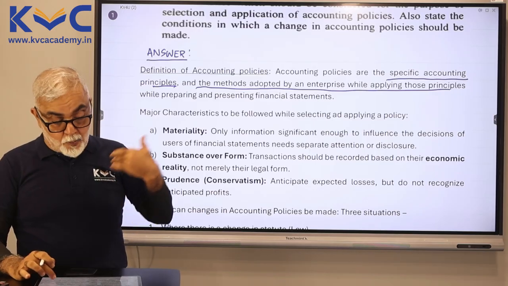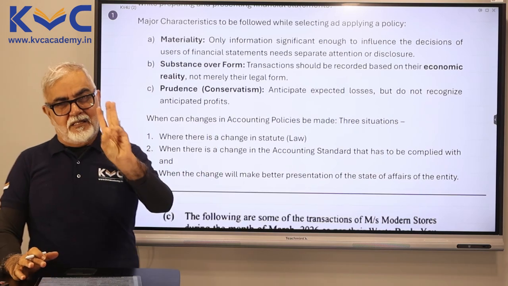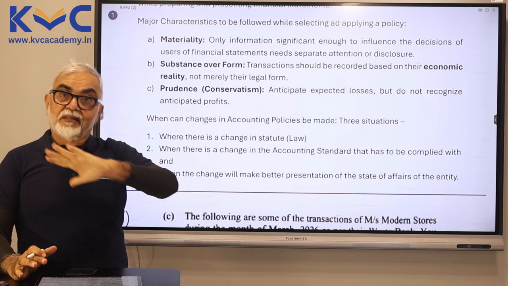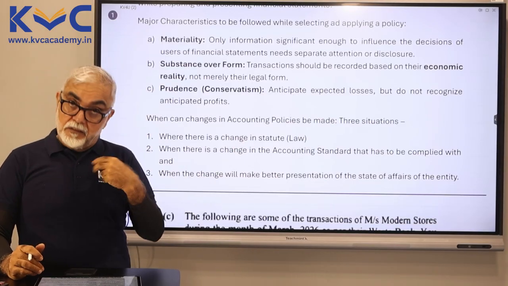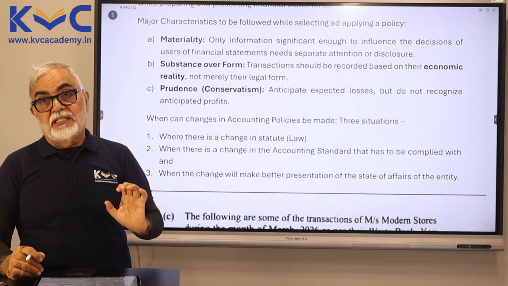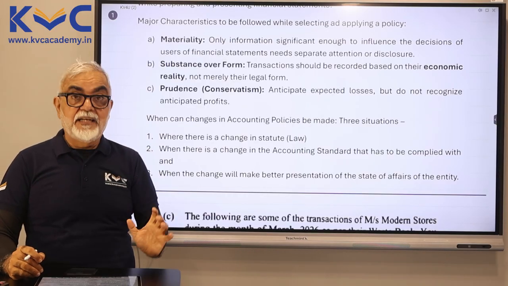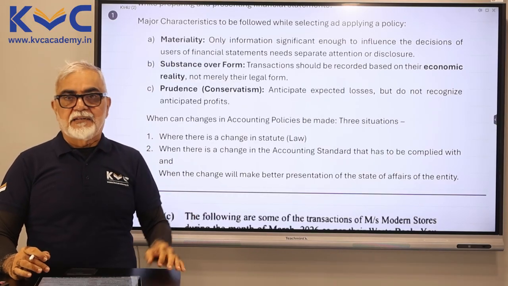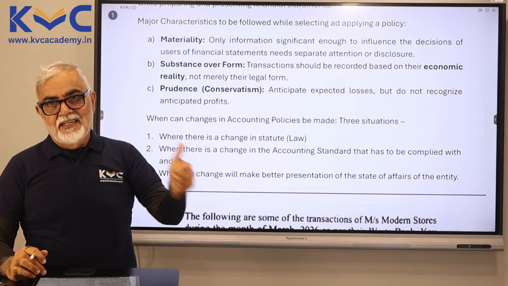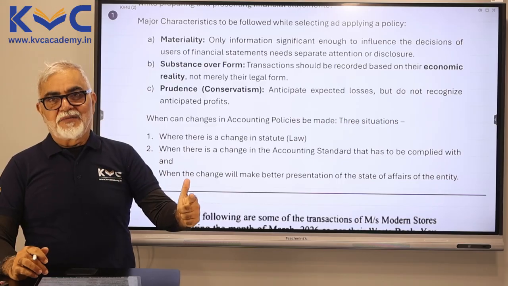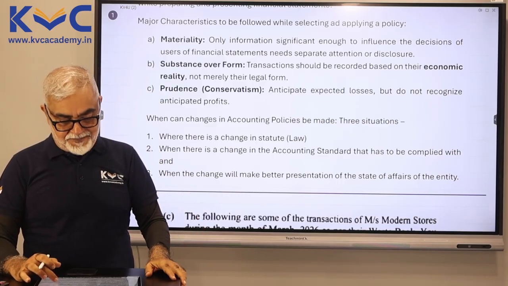That's all. What are the situations under which an accounting policy can be changed? Three situations. One, there is a legal obligation. The law got changed, we have to change. Two, accounting standards got changed. Then we have to change for complying with the accounting standards. Three, we can make a better financial representation of the statements. Then we make the change. Three changes: change in law, change in accounting standard, and for better representation of financial information.